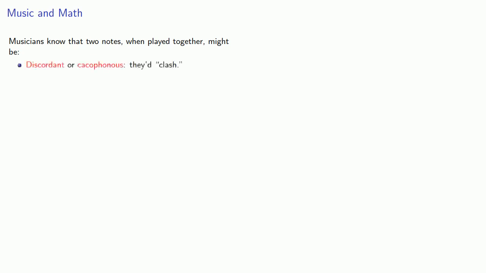And that has to do with music. Musicians know that two notes, when played together, might be discordant or cacophonous. They'd clash when you sound them together, like these notes. Or they might be consonant or euphonious. They'd go well together, like these notes.